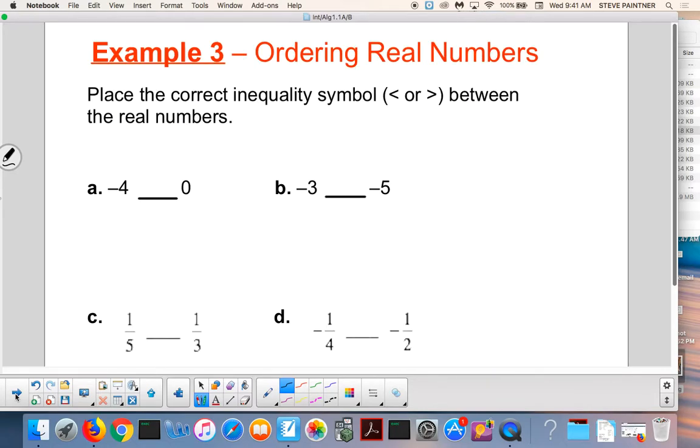Okay, all right. Go ahead. Do some magical less than greater than symbols. Okay?